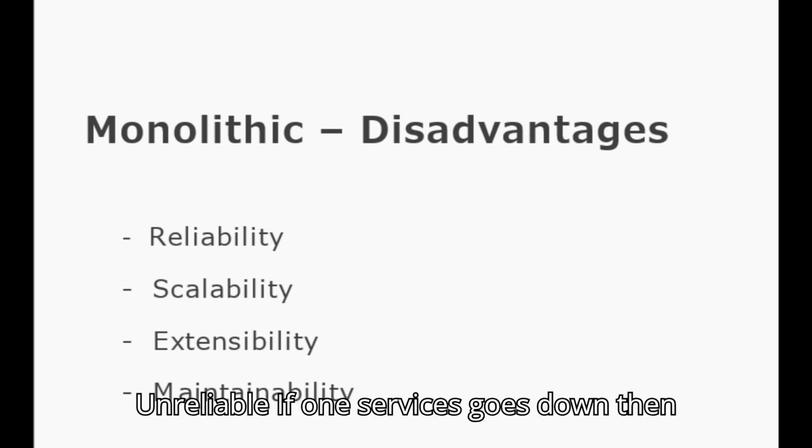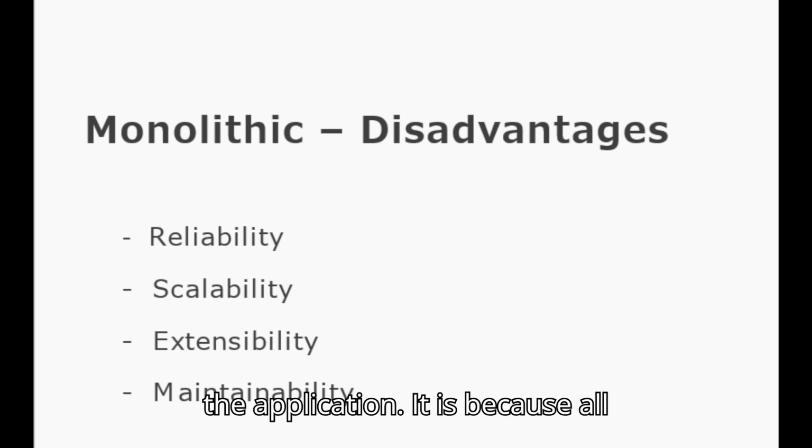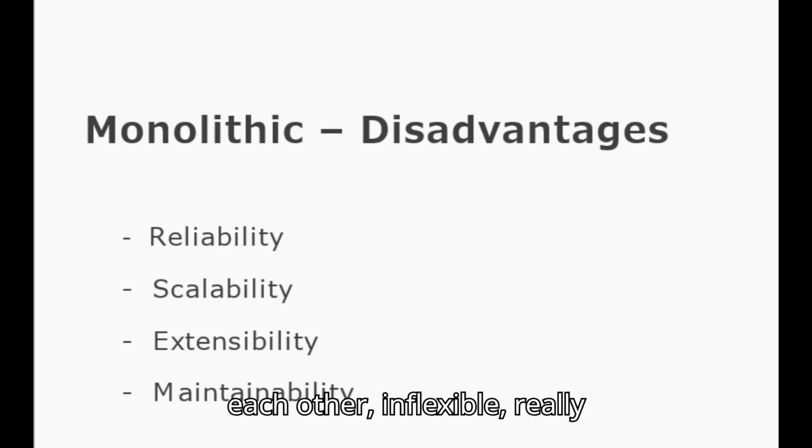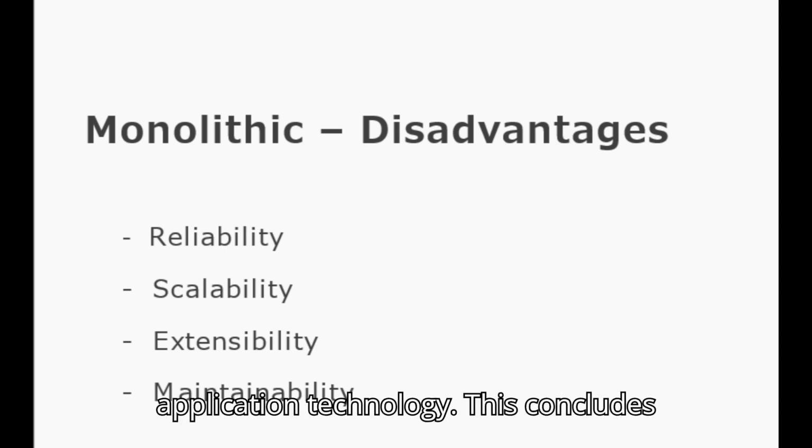Unreliable. If one service goes down, then it affects all the services provided by the application. It is because all services of the application are connected to each other. Inflexible. Really difficult to adopt new technology. It is because we have to change the whole application's technology.